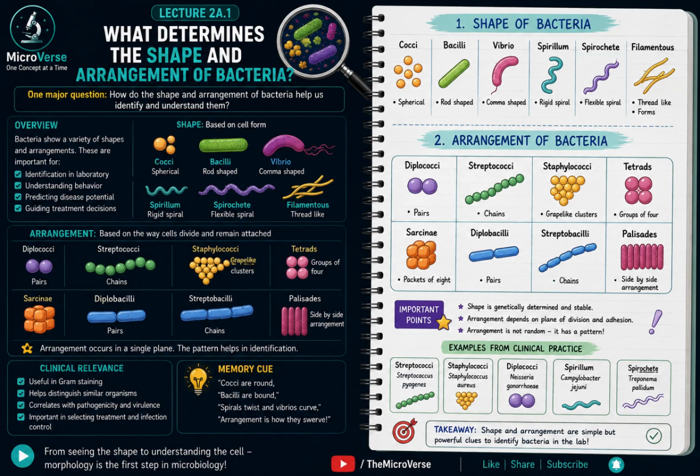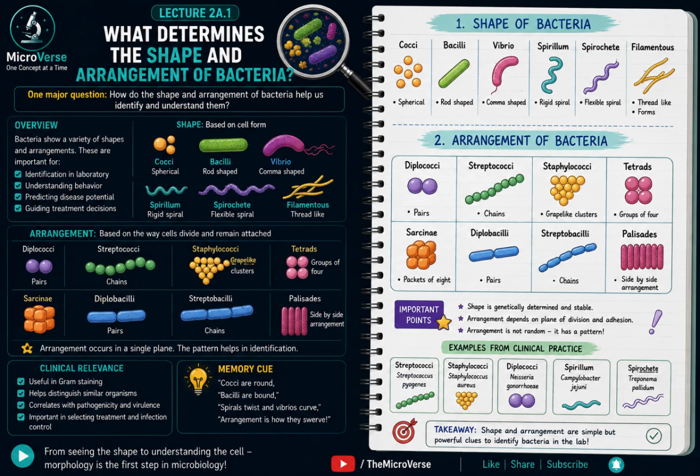The classical example is Vibrio cholerae. The next, Spirilla. Spirilla are rigid, spiral-shaped bacteria. Then the spirochetes. Spirochetes are thin, flexible, spiral-shaped organisms. An important example is Treponema pallidum, the causative agent of syphilis. Some bacteria may also show filamentous or pleomorphic forms, meaning their appearance may vary depending on the organism and conditions. So, first concept is simple. Shape describes the form of an individual bacterial cell.